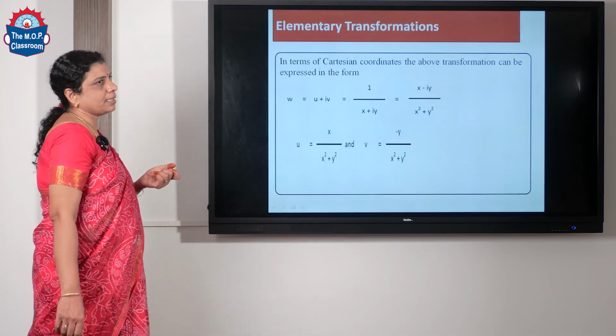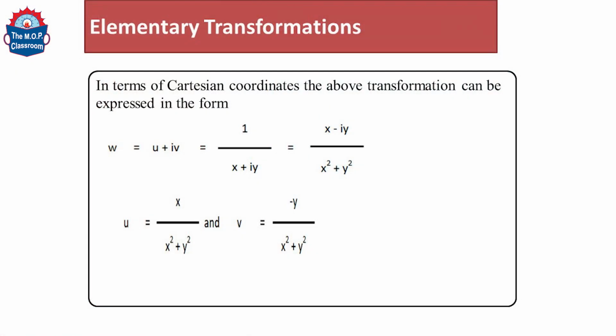Now, what about the Cartesian coordinates? How are the transformations in the Cartesian coordinates? W is usually the point in the W plane, u plus iv. So, u plus iv equal to 1 by x plus iy. By the conjugate, u will be x by x square plus y square and v equal to minus y by x square plus y square.